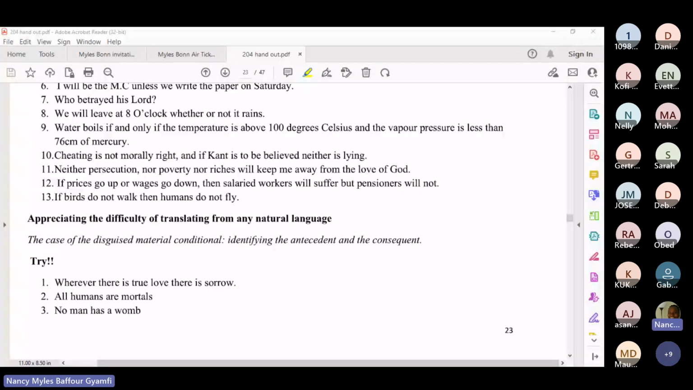Anyway, so my friends, I say who betrayed his Lord? Yvette, which connective is that? Madam, it's not a statement because it doesn't have any truth value. Well done. It doesn't have a truth value, so it's not even a statement, let alone having a compound. That's all I'm looking for. Well done. It's not a statement at all.